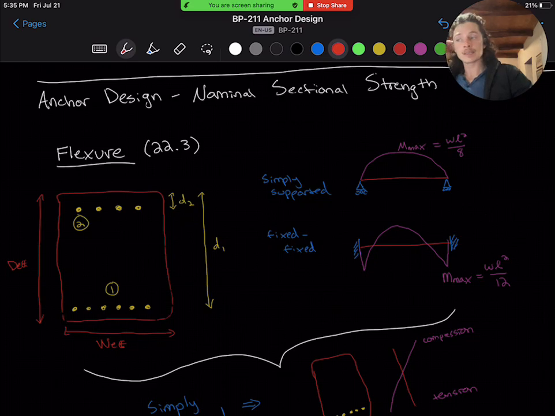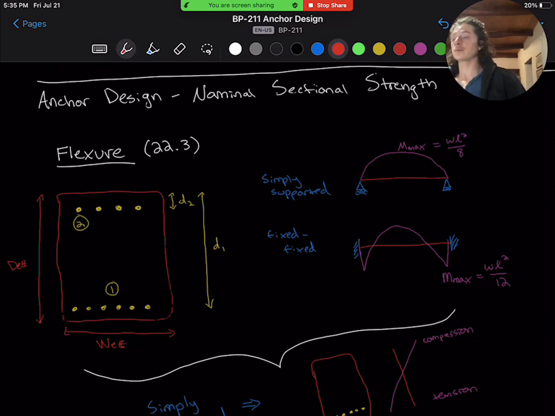First, if the beam is simply supported and no moment is transferred at the connection between the anchor and the ramp wall supports. And second, if the beam is fixed and there is moment transfer at the anchor ramp wall connection. In the simply supported case, we have compression at the top of the beam and tension at the bottom, with a maximum moment of WL squared over 8, which is resisted entirely by the bottom steel, number 1.